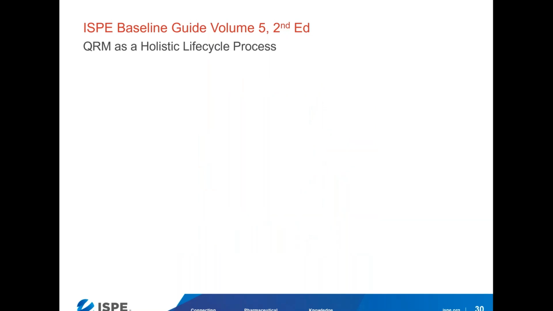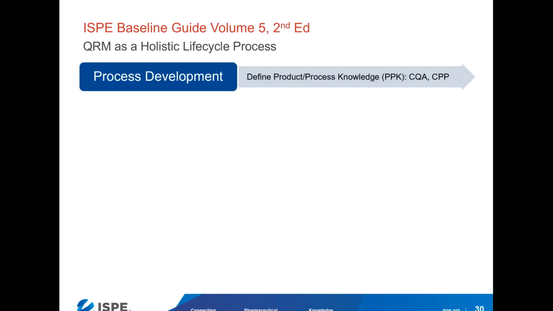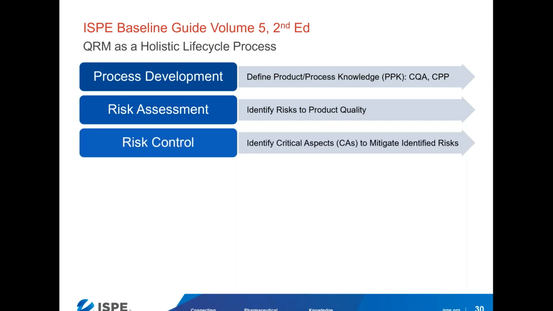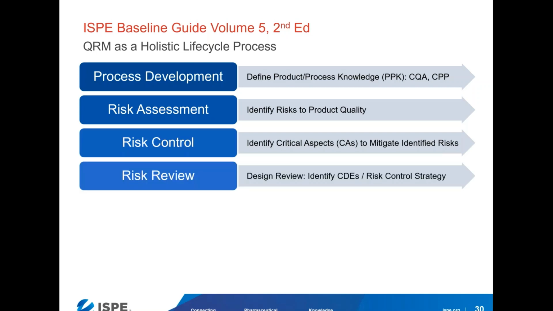So quality risk management is a holistic life cycle process for systems. And again, it begins with process development, where product and process knowledge is defined. CQAs and CPPs are an output of process development and an input to the C&Q process. And we begin with risk assessment, where we identify risks to product quality posed by the process. We then apply risk control, which means that we identify critical aspects, which are the means of mitigating the risks that we've identified.